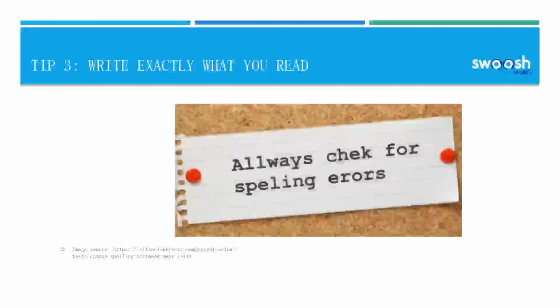Tip 3, write exactly what you read. So as you can see here, always check for spelling errors. Unlike the listening exam, in reading Part A, you're expected to produce exact spelling. Any errors will cost you marks. So make sure that you write exactly what you read in the texts. There's no need to paraphrase or change the words in the text in any way when you write your answers to the questions, although the words around the questions will be paraphrased.